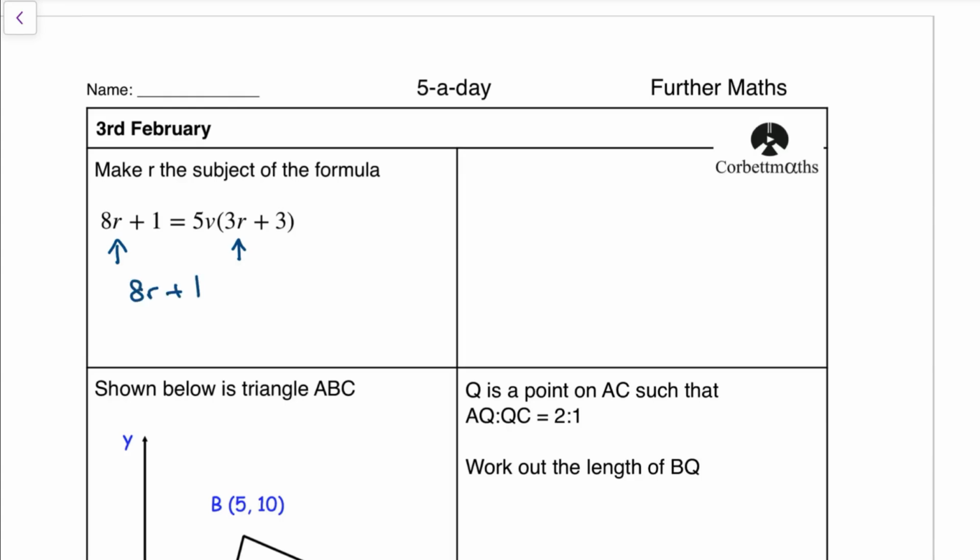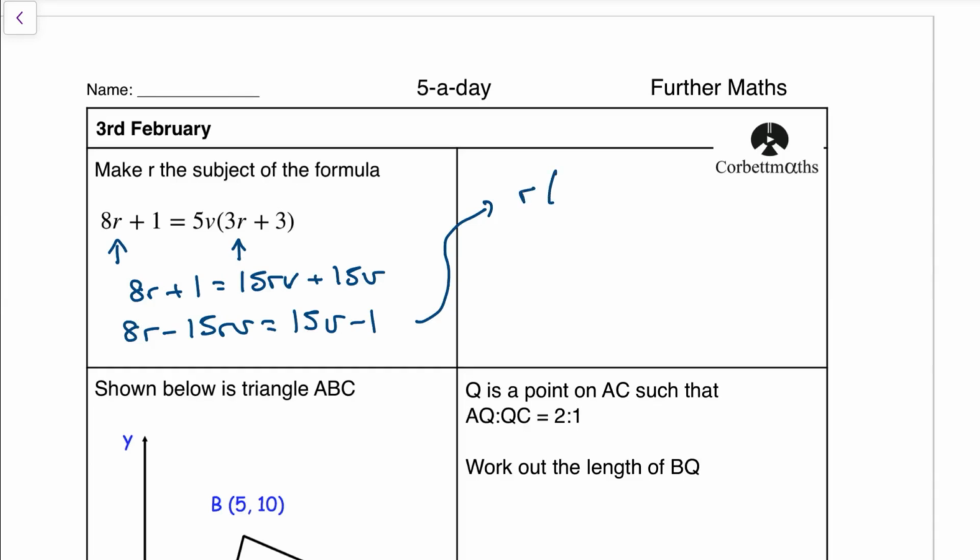So that's going to be 8R plus 1 is equal to 15RV plus 15V. And that's how I'm going to move everything with an R to the left and everything without an R to the right. So that's going to give me 8R minus 15RV is equal to 15V minus 1. And then I'm going to factorize out the R, which is going to give me R(8 minus 15V) is equal to 15V minus 1.